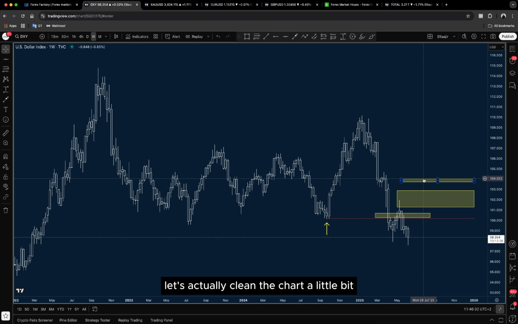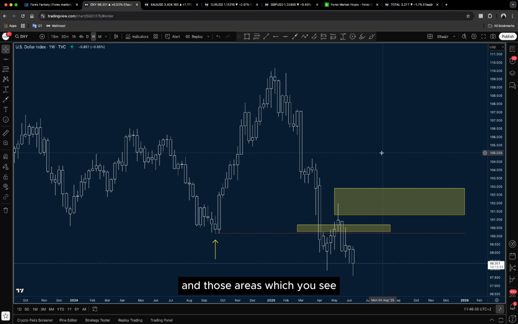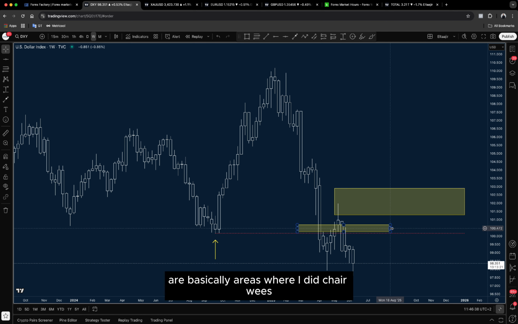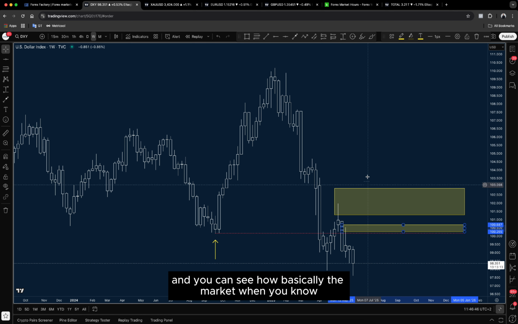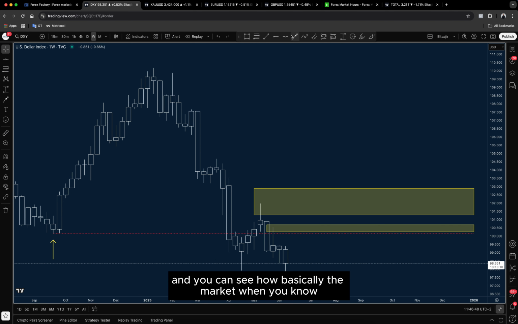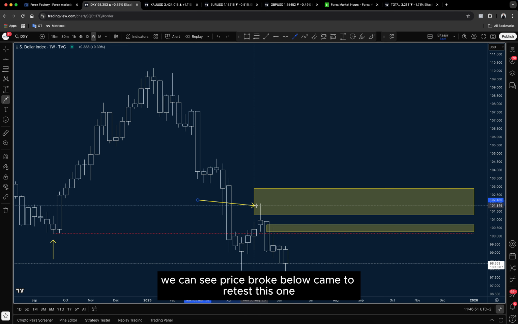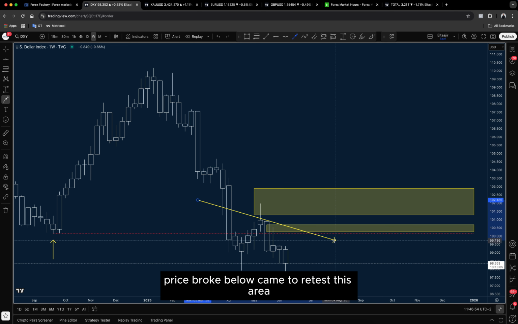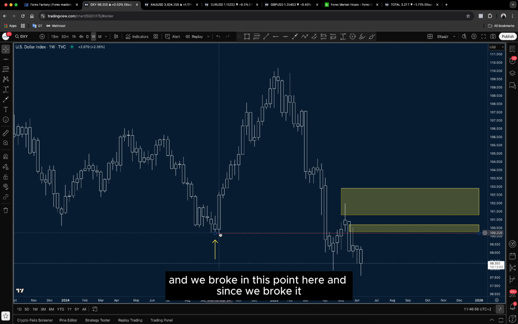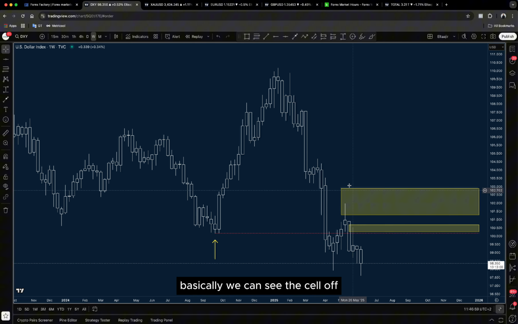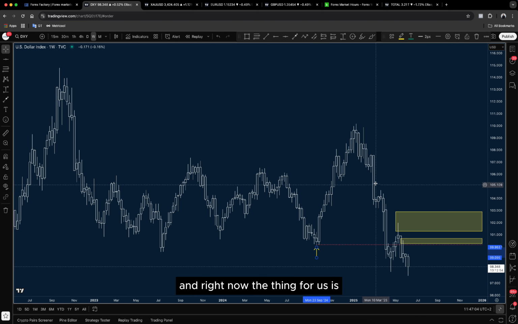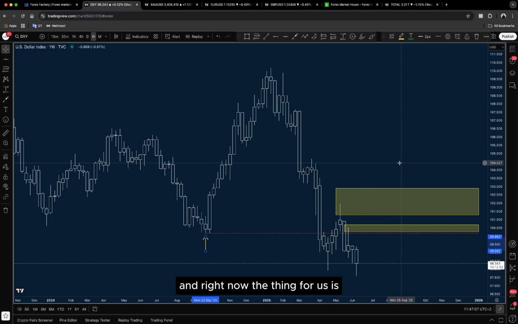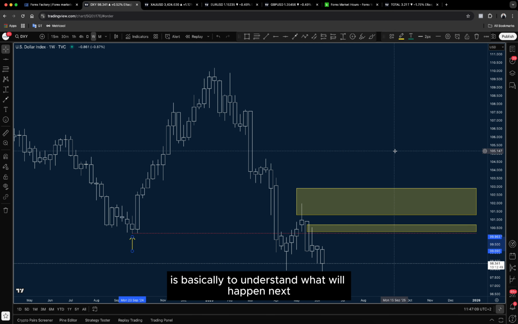Let's clean the chart a little bit. Those yellow areas are areas which I shared with my students, and you can see how the market broke below, came to retest this one, broke below, came to retest this area, etc. We broke at this point here, and since we broke it, we can see the sell off. So it's very clear that we are in a downtrend. Right now the thing for us is to understand what will happen next.